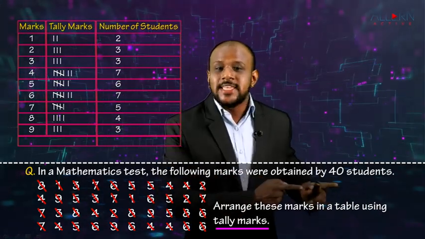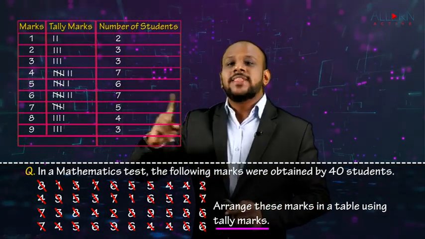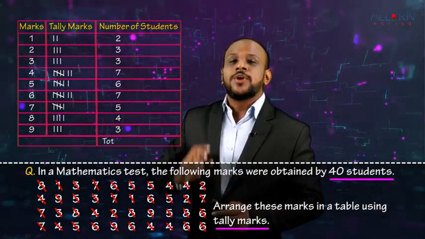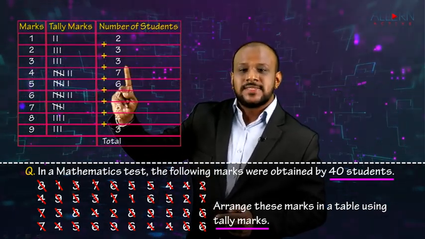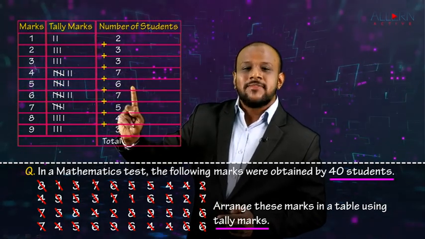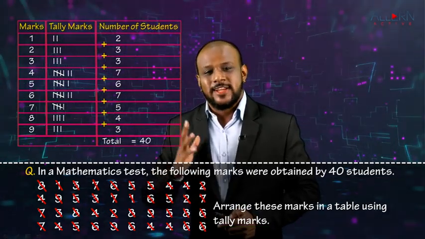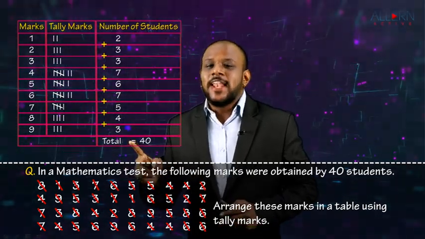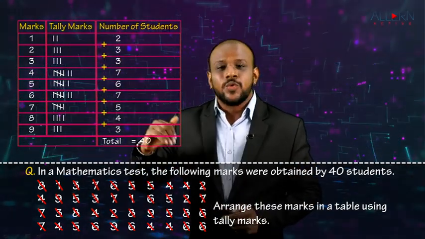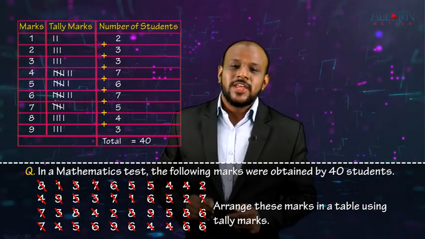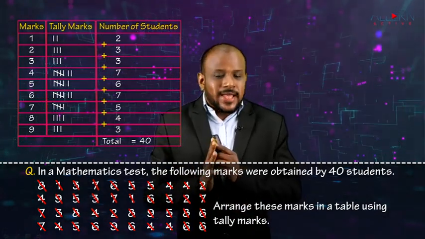Okay. Now, once we got the number of students for each tally marks, we can take the total. And also we can see the total number of students given to us is what? 40. And when we count all these values, that should also be equal to 40. So 2 plus 3 plus 3 plus 7 plus 6 plus 7 plus 5 plus 4 plus 3 is equal to 40. Clear? If this value is not equal to 40, it means we have missed some tally marks. So we have to recheck and see whether we are getting the total as 40 or not.